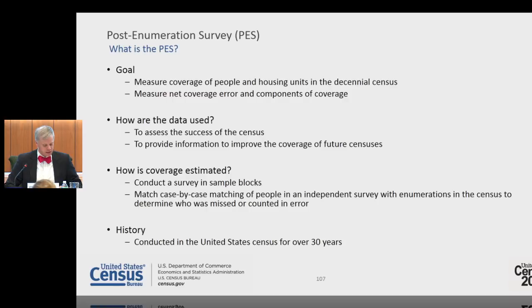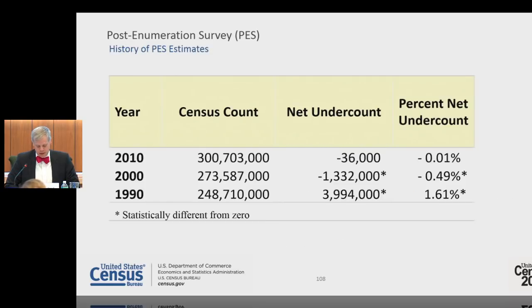One of the many amazing things about the post-enumeration survey is that it takes 2 surveys, neither of which is assumed to be perfect, and uses them to estimate the population size. The Census Bureau has conducted a post-enumeration survey for over 30 years. Here we see some findings from past post-enumeration surveys. For each year from 1990 to 2010, we see the census count, the estimated net undercoverage, and the undercount rate.